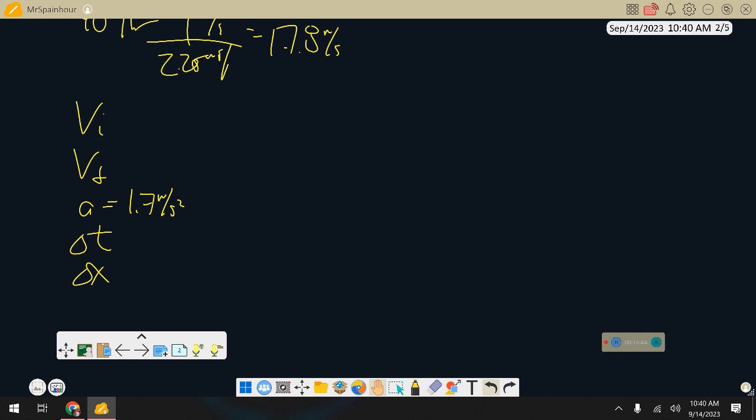Velocity initial is 0. Correct. And? Displacement is still 30, right? Positive 30, but yes. What are we trying to find? Sorry, you said time? My apologies.